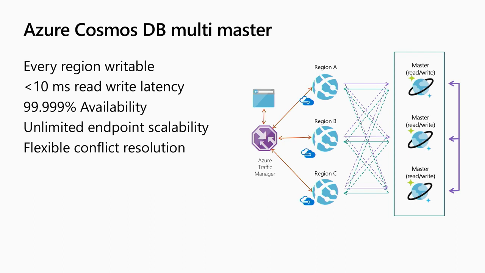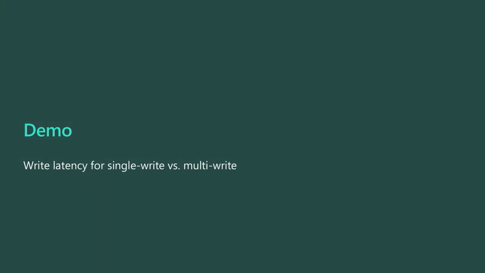The nice thing here is, of course, in addition to the read latency you're going to get, which is going to be less than 10 millisecond, you're now going to get less than 10 millisecond write latency as well, and that's also covered by an SLA. In addition to that, you also get 5 nines availability on that replica as well. So let's show you an example of this.